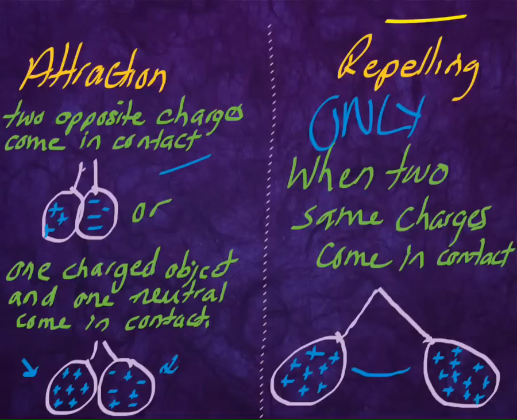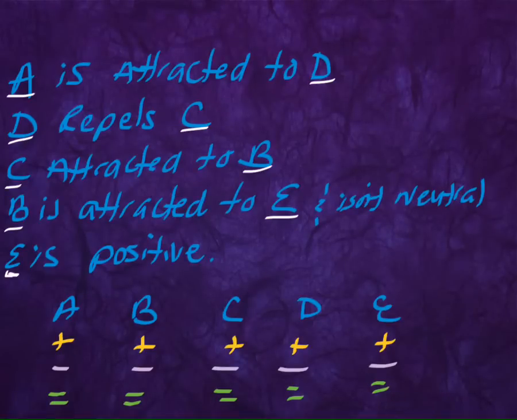Like it says right here, repelling only happens when you have two of the same charges. All right. And by charges, that means they can't be neutral because neutral objects aren't charged. So with that information, we know that we can first eliminate the neutrals. So goodbye. So C and D we know are not neutral. If they're repelling, then neither of them can be neutral. All right. Next, it says C is attracted to B.